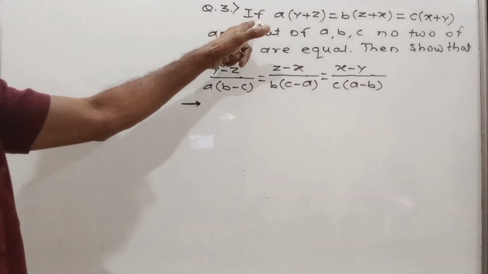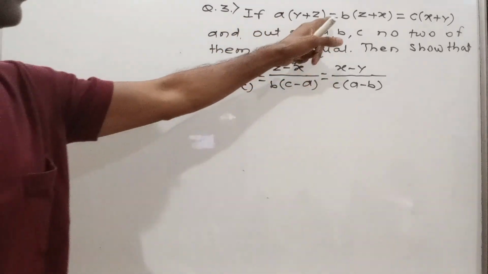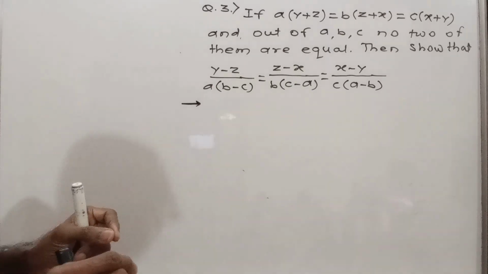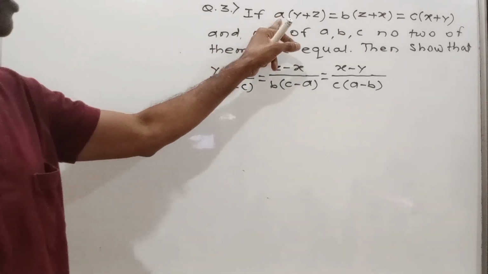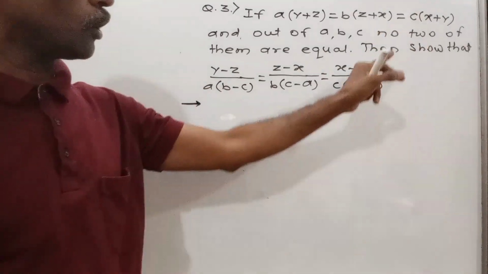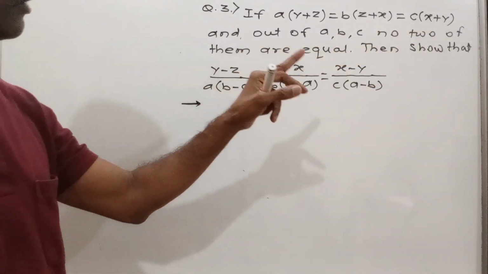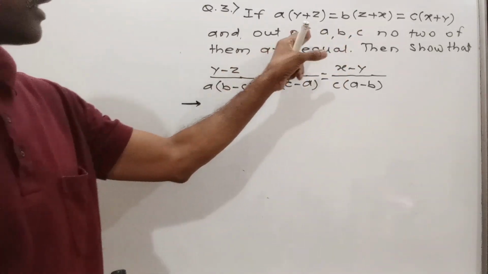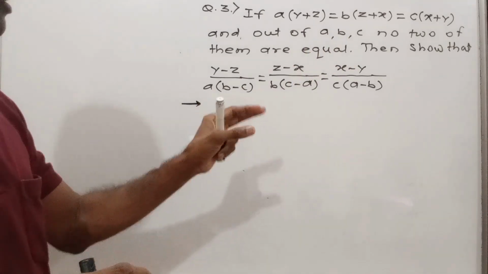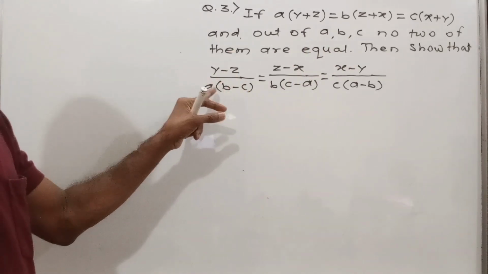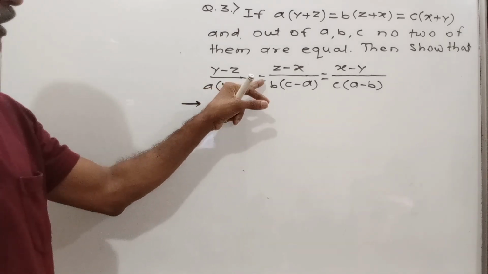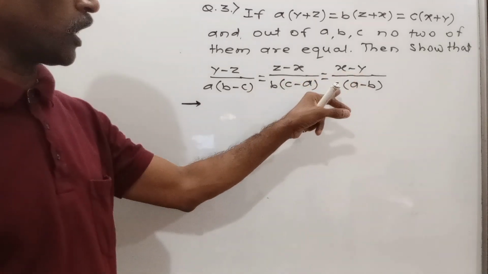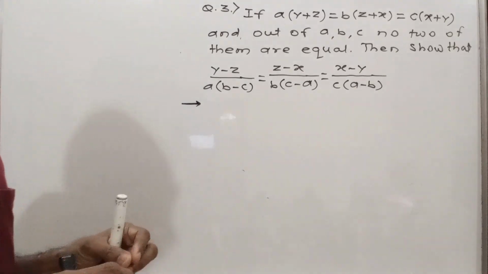Question number 3. If a(y + z) = b(z + x) = c(x + y), and out of a, b and c no two of them are equal, then show that (y − z)/a(b − c) = (z − x)/b(c − a) = (x − y)/c(a − b).